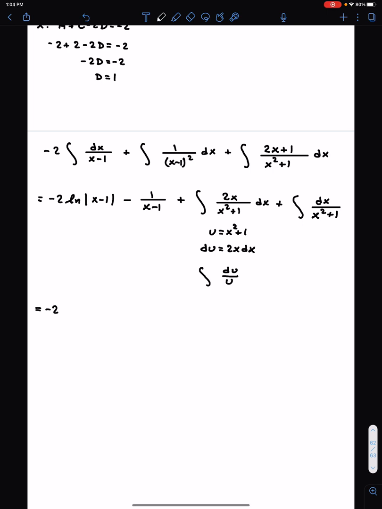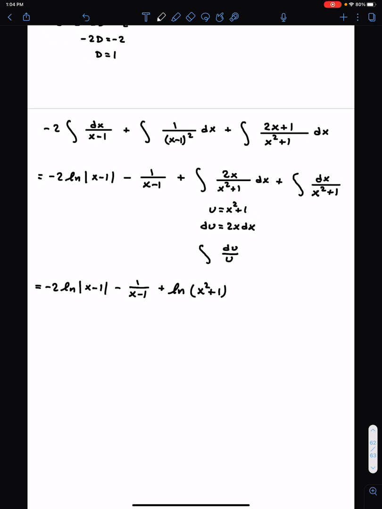So negative 2 natural log absolute value of x minus 1 minus 1 over x minus 1 plus the natural log of absolute value of u, which is the natural log of quantity x squared plus 1. I'll remove absolute values since that value is always positive. The last integral on the right is arctangent of x. So arctangent of x, there's no more integral sign, so plus some constant of integration.